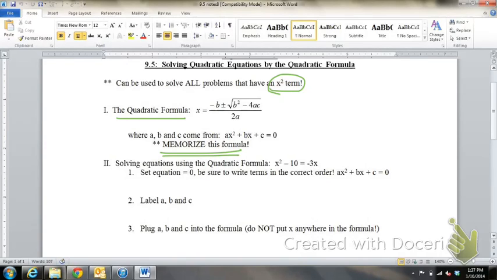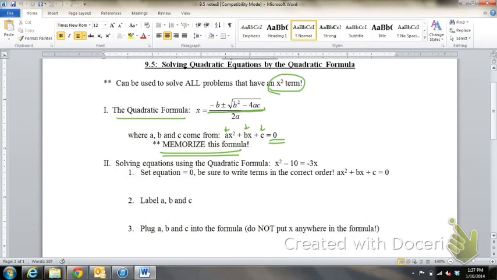And yes, you must memorize this formula. The formula is x equals negative b plus or minus big ol' square root b squared minus 4ac all over, notice this fraction bar goes all the way across, 2a. And what are a, b, and c? A, b, and c are the numbers that you pull right out of your equation. But notice your equation has to equal 0.